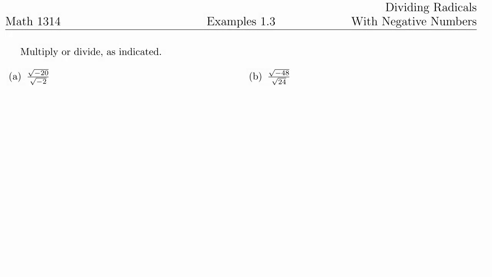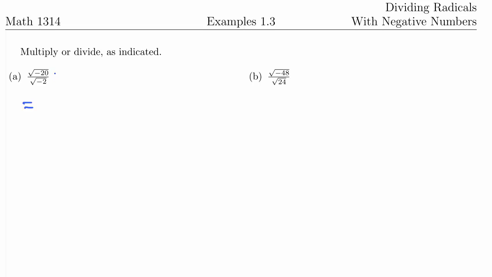Hello. The following are examples of how to divide radicals with negative numbers. Let's start with letter A. Letter A says the square root of negative 20 divided by the square root of negative 2. I want to simplify both the numerator and denominator, kind of.